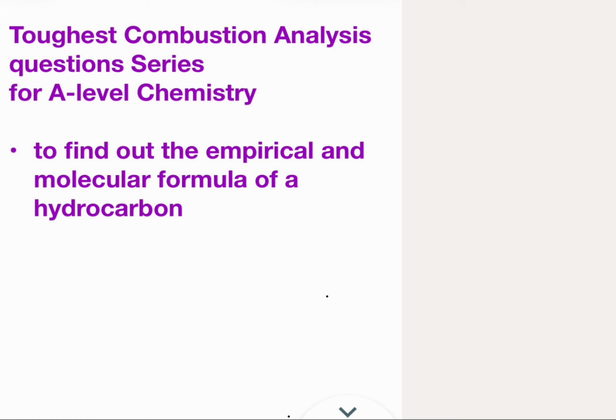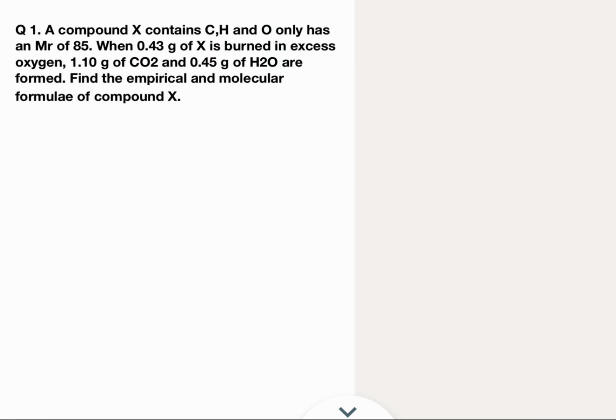In this current series, I am going to tackle some of the toughest combustion analysis questions for A-level chemistry. These are all related to finding the empirical and molecular formula of a hydrocarbon. So here's my first question, in which masses of carbon dioxide and water are given, and we are supposed to find out the empirical and the molecular formula from this information.